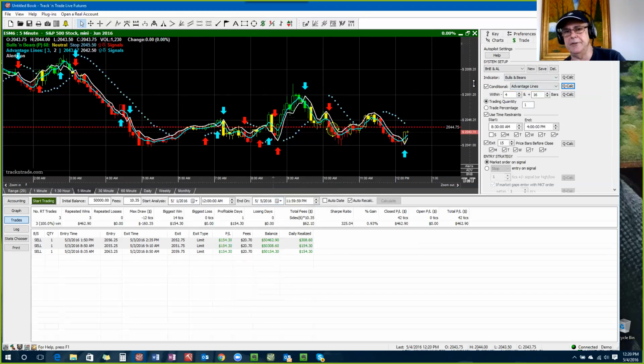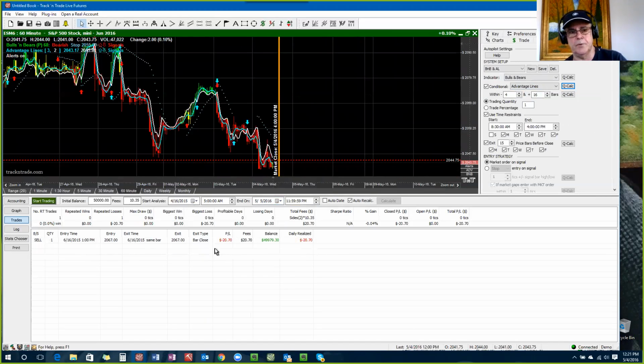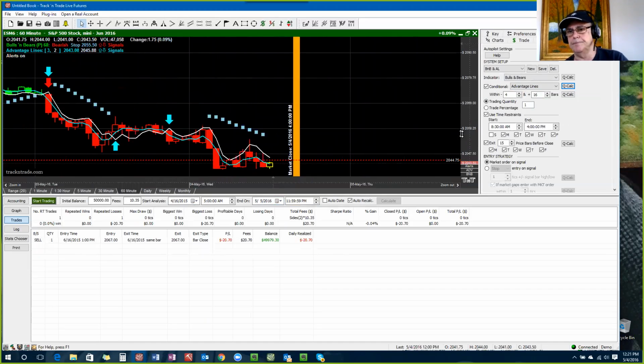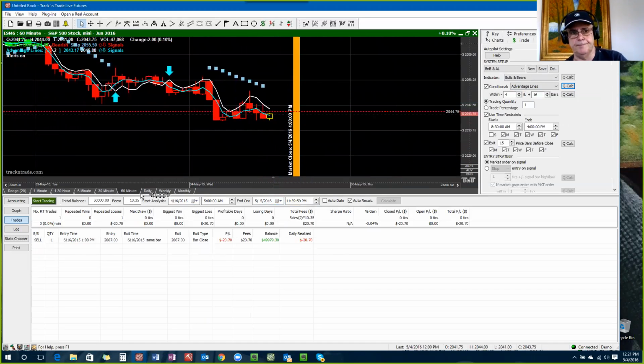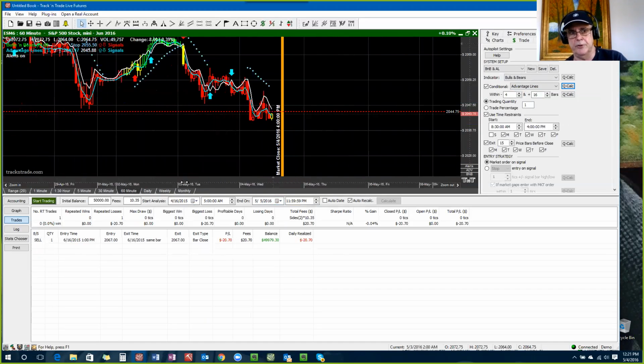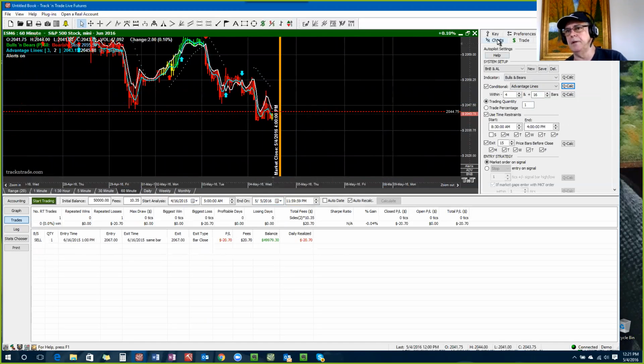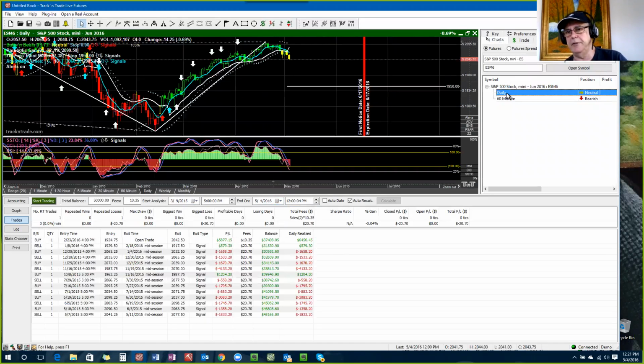So let's say that you are looking to go short a market, and let's change time frames. Let's go to a 60-minute. But you want to pick a direction, and you only want to trade in that direction. So let's go over and look at a daily, and you tell me, would you want to be long or short the S&P today?